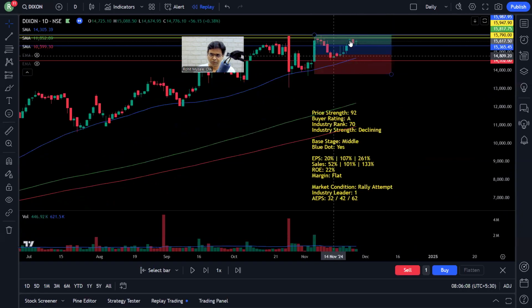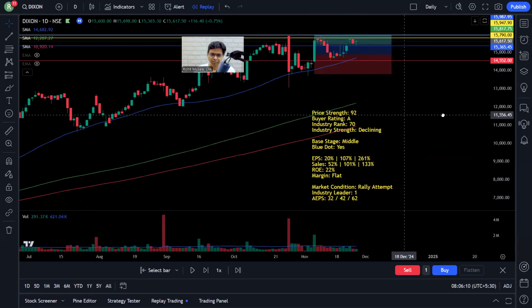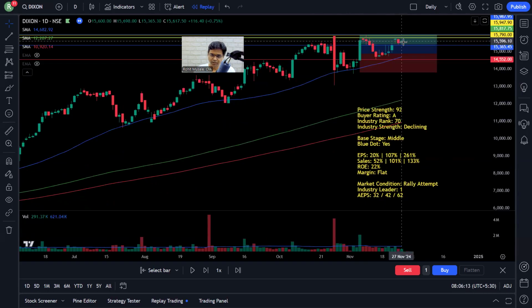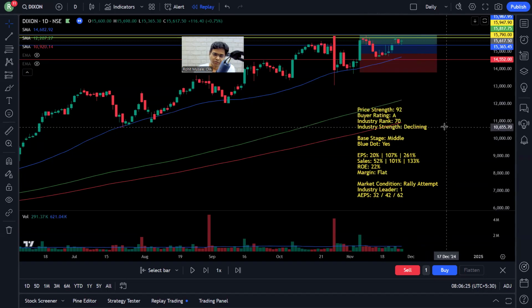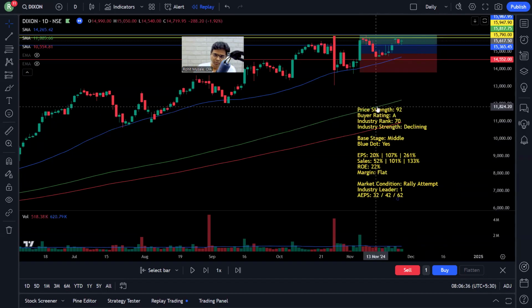This is what I saw, a very short tight base before I bought the stock. At the time when it broke out, these were the numbers. These are not the current numbers. These were the numbers at the time the stock was breaking out. Normally we do three kinds of analysis: comparative analysis, technical analysis, and fundamental analysis, which is exactly what I'm going to talk about here. So price strength, buyer rating, industry rank, and industry strength.